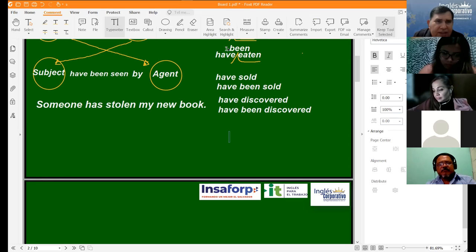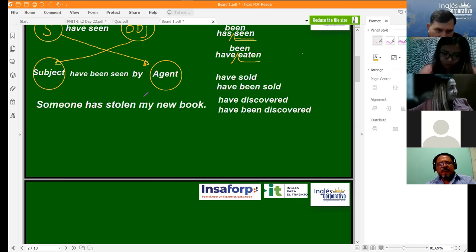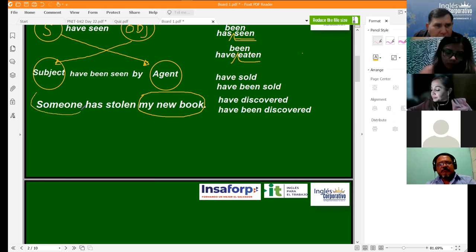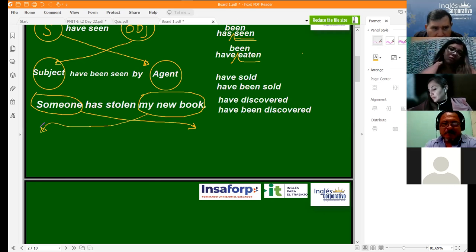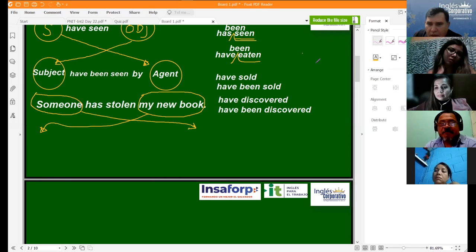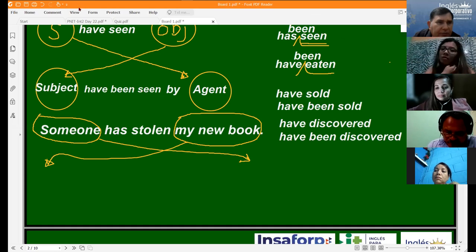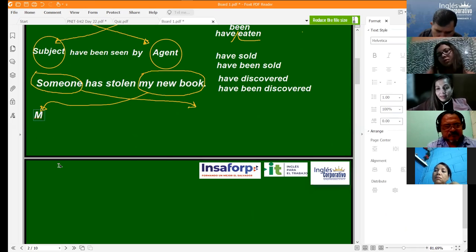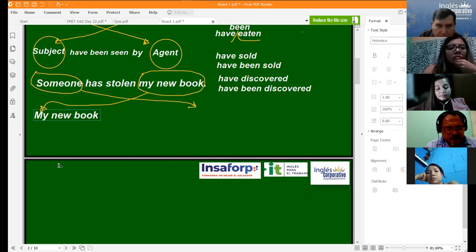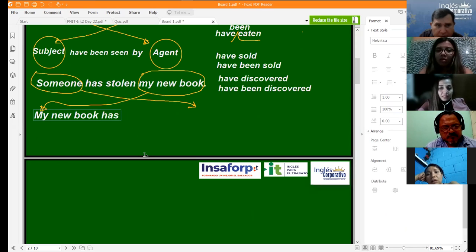So when we make the change, this is the object, and this is the subject. This one goes over here, and this one goes over here. Then we say it like this. My new book, what? Has, because it continues to be singular. Has been stolen. Exactly, and the auxiliary, been stolen.